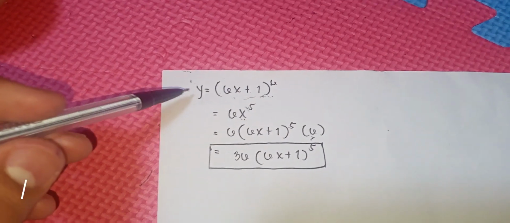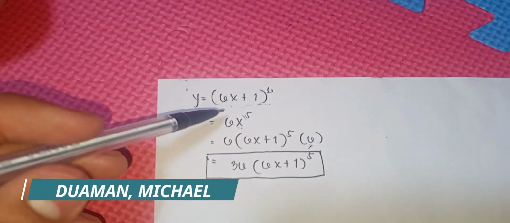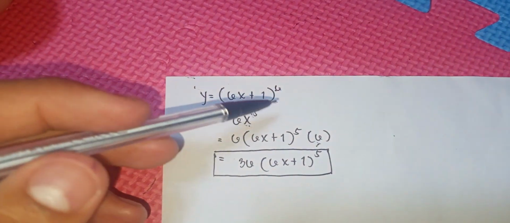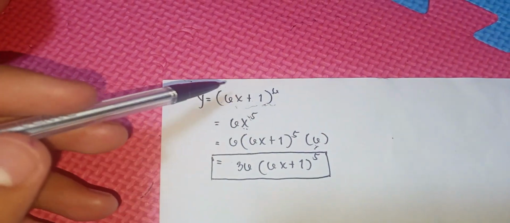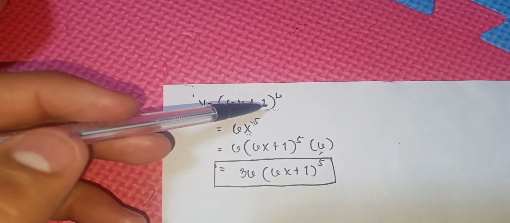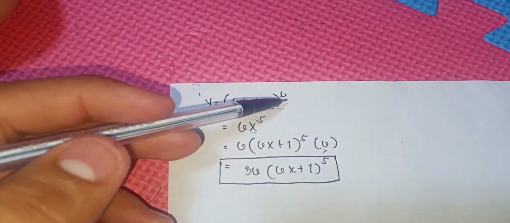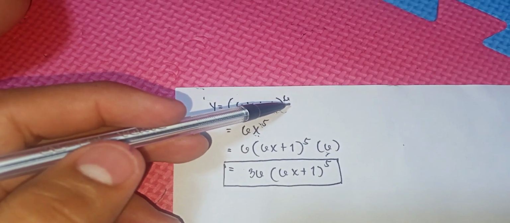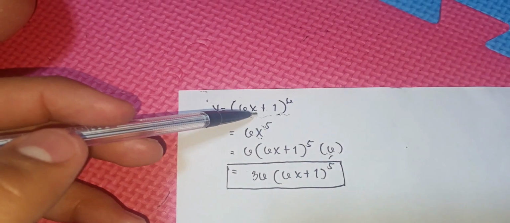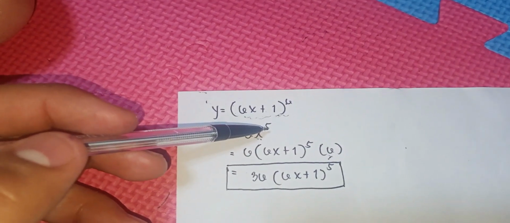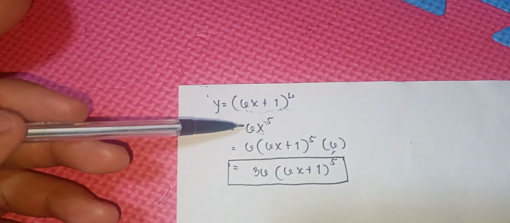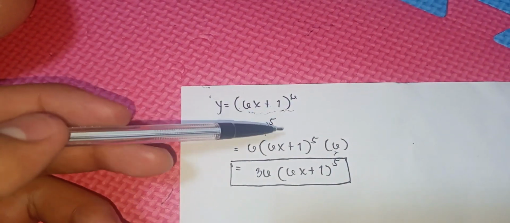In the chain rule, we have a problem of y = (6x + 1)^6. Finding the answer of the chain rule problem, we need to perform a power rule on the whole given. Performing the power rule on the whole given, you need just the exponent. So we're going to keep this one and represent this as x, so it will be easier for us to get the power rule. After performing a power rule, we will get 6x^5.